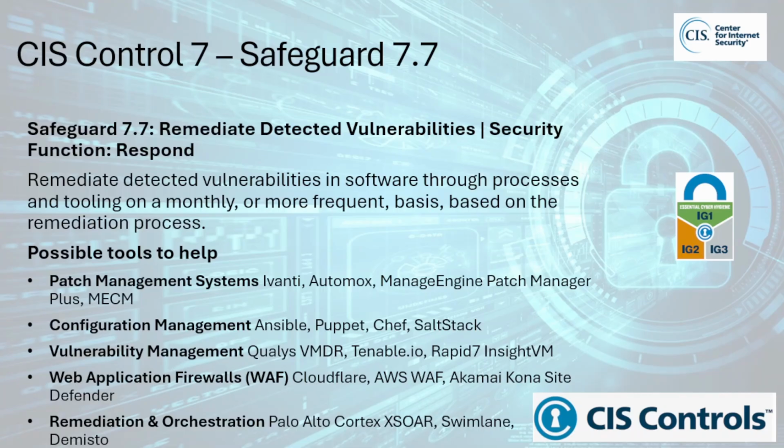Safeguard 7.7: Remediate Detected Vulnerabilities comes under the Respond security function and is within Implementation Group 2. The safeguard emphasizes the importance of actively fixing known vulnerabilities after they are discovered through scans, monitoring, or external intelligence. It ensures that detection leads to action, not just documentation. Remediation should be timely, tracked, and prioritized based on risk level, asset value, and exploitability.